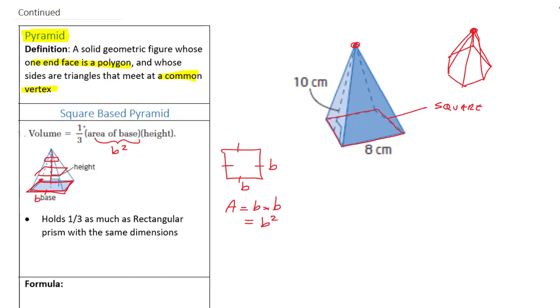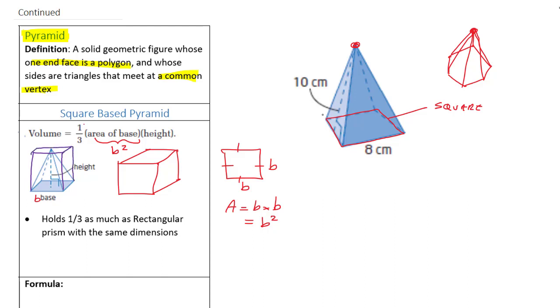So it turns out that it takes 3 of these to fill a rectangular prism of the same size. If we had a box that fit perfectly around this, maybe I'll draw this box around this guy here, a box that fit perfectly around this, it would take 3 of these pyramids to fill it.